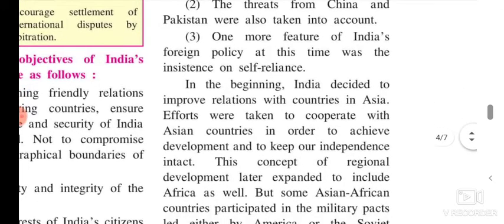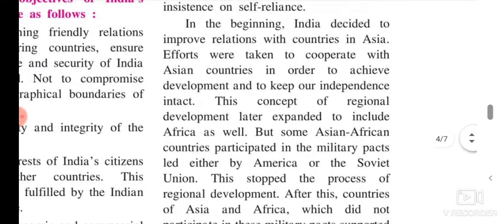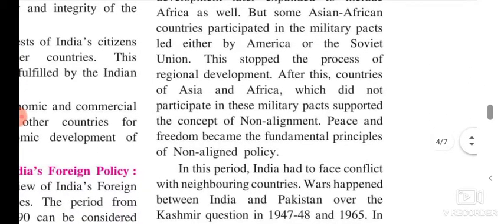In the beginning, India decided to improve relations with countries in Asia. Efforts were taken to cooperate with Asian countries in order to achieve development and to keep our independence intact. This concept of regional development later expanded to include Africa as well. But some Asian and African countries participated in the military pacts led either by America or the Soviet Union. This stopped the process of regional development. After this, countries of Asia and Africa which did not participate in these military pacts supported the concept of non-alignment. Peace and freedom became the fundamental principles of the non-aligned policy.